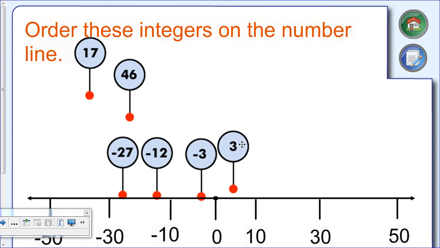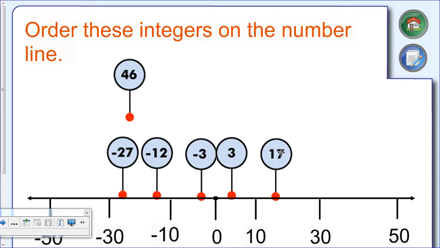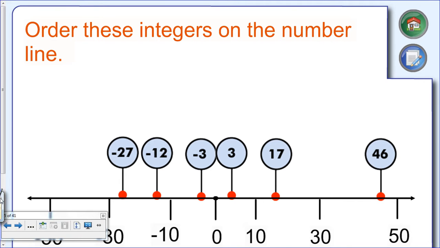Then we have a positive 3. We have a positive 17. And then we have a positive 46. If you need to, pause the video here so that you can jot these down. Notice as we move to the right, our numbers are getting bigger and bigger and bigger, and as we go to the left, they're getting smaller.